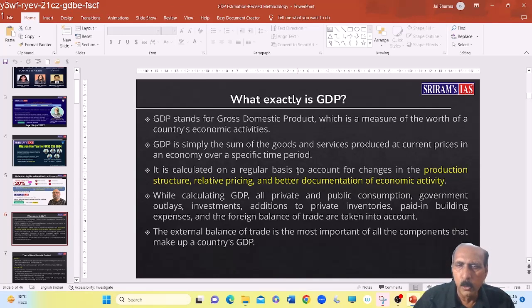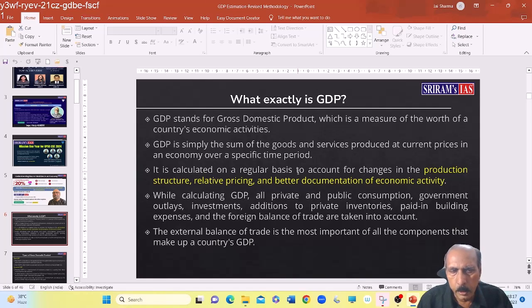GDP, as you know, stands for gross domestic product. It is a measure of the worth of a country's economic activities. It means the volume of economic activities is measured in the form of gross domestic product. Therefore, it is simply the sum of the goods and services produced at current prices in an economy over a specific time period. It means GDP is a flow concept. GDP is not a stock concept. GDP is measured over a specific time period.